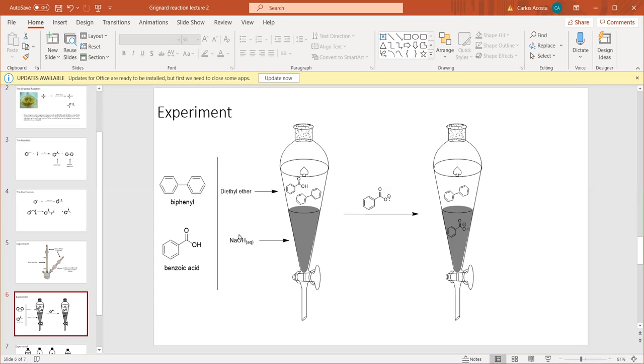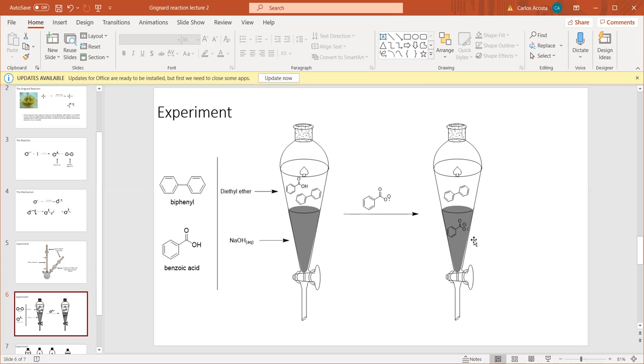Both biphenyl and benzoic acid have very poor solubility in water. So they don't really dissolve in water very well at all. But if we deprotonate our benzoic acid and create the benzoate anion, this is a charged species and it's very polar and it has very good solubility in water. So what we do is we add the diethyl ether solution into the extraction funnel. Then we add an aqueous NaOH solution, and we extract with that. We deprotonate our benzoic acid and our benzoate anion is going to go into the aqueous layer.